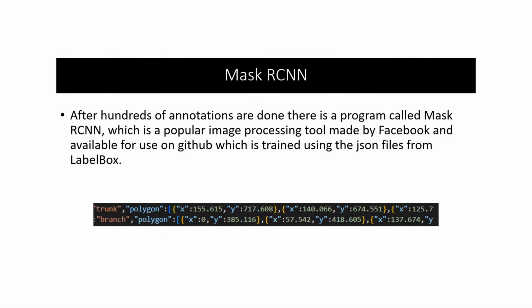The next step of instance segmentation is Mask R-CNN, which is a popular image processing program created by Facebook and available for use on GitHub. I slightly altered the code to suit my personal project and then trained the program using the JSON files of about 200 annotations. This photo is a snippet of what the JSON files looked like, and as you can see, it records the X and Y coordinates of the traced polygons from the annotations.